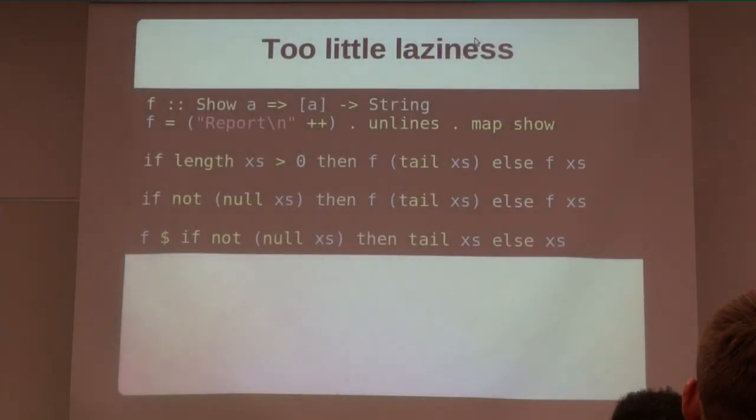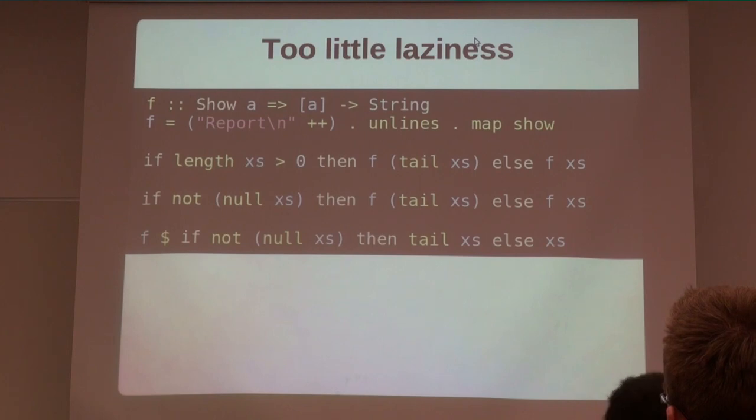So here's an example of too little laziness, and this one always confuses me. So suppose we have this function f, which is a report. Basically, it takes a string and it takes a list of things that can be shown, and it shows each one on a separate line and adds a report line at the top.